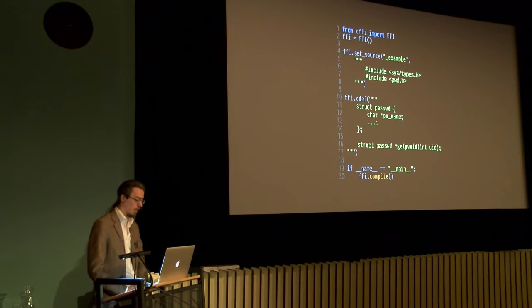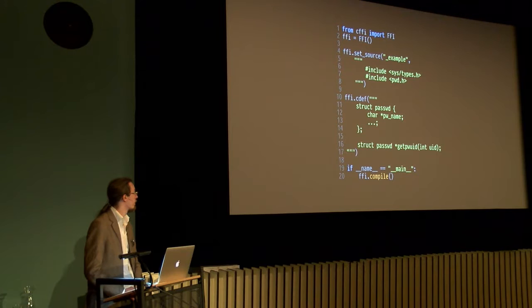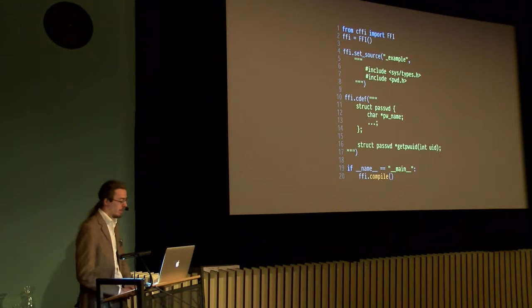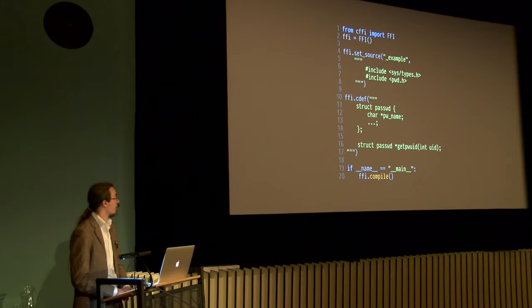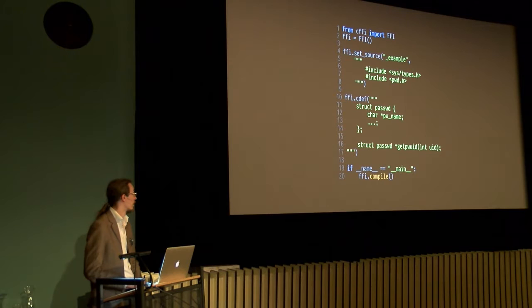So this is actually something that's coming out of the standard library. We have a function getpwuid, which basically returns a struct password for a given user identification number on a Unix system. And we see here that this struct has a character pointer of pw_name. That's the field that we're interested in.